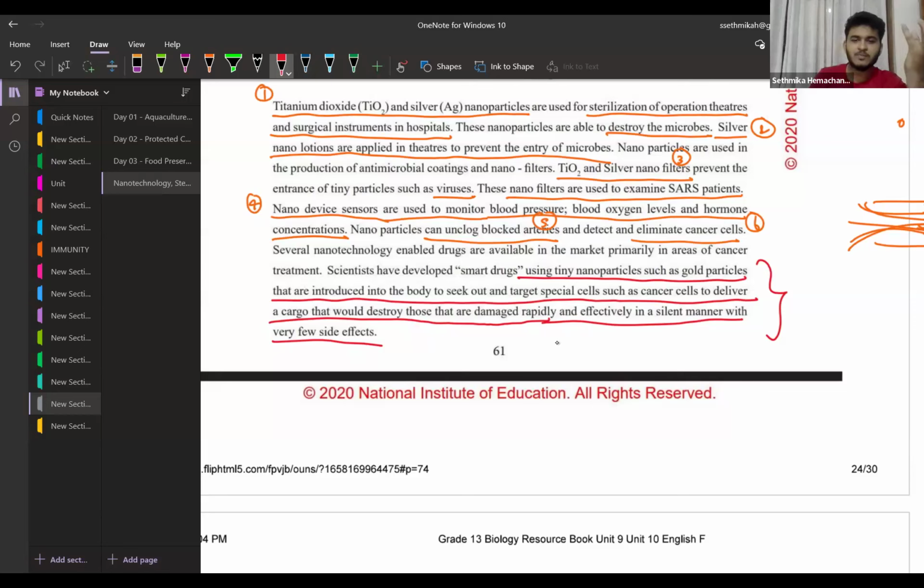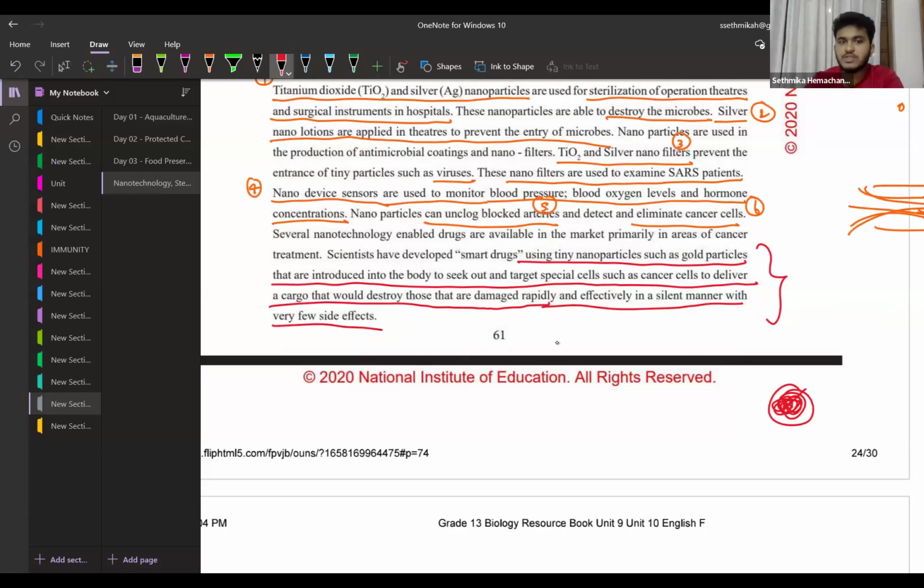What does it mean to give a cargo? What's a cargo? Ships have cargos. Cargo means a certain chemical is given into them, right? Imagine these gold particles are taken and a spear is made out of them, with a small chemical inside that would kill the cancer cells, right? So they are programmed to go in search of the cancer cells and attack them only. Only if they find the cancer cells will they release the cargo and destroy the cancer cells, or else they will not, right? So again, these tiny nanoparticles can be used to eliminate cancer cells.